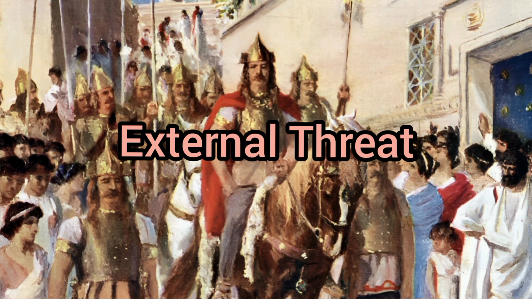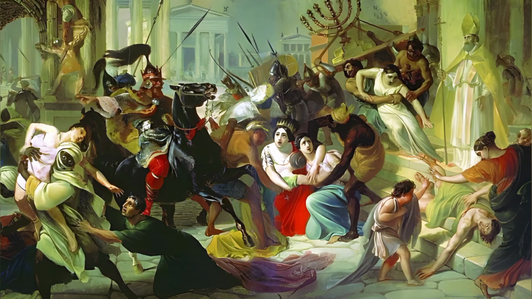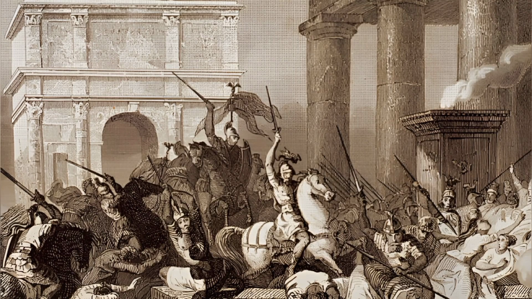External threats. Barbarian invasions, particularly by Germanic tribes and the Huns, put immense pressure on the Roman borders. The empire's inability to repel these invasions weakened its territorial integrity.